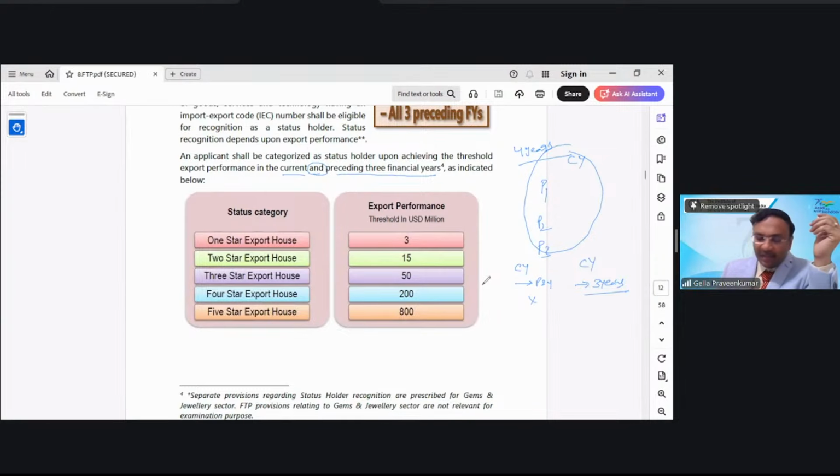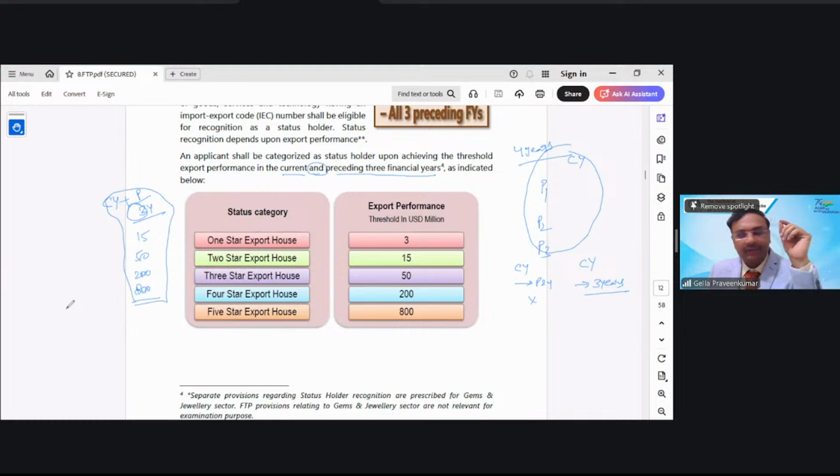Starting point is 3. To crack this answer, my current year plus previous 3 years. So here itself your starting point is 3 USD million. 3 into 5 is 15. That is for the next category. 15 into 3, 45, rounded off to 50. Now having met 3 years, now 4 years is what I am looking. 50 into 4, 200. 200 into 4, 800. This is how you need to remember these values from your examination point of view.